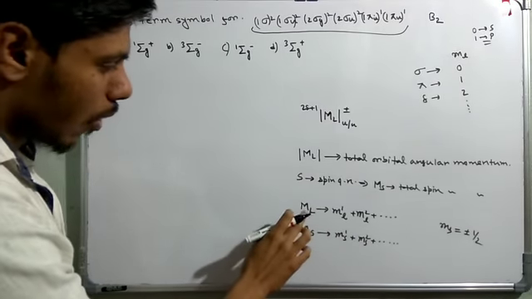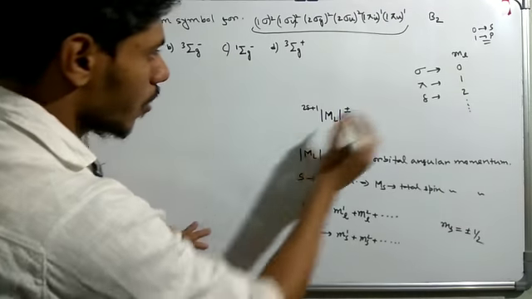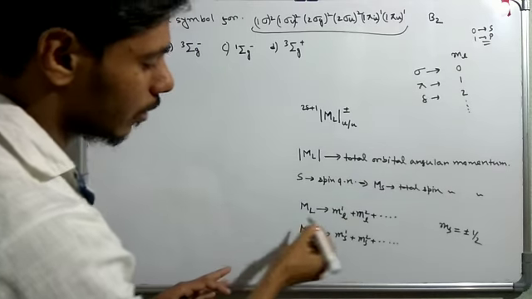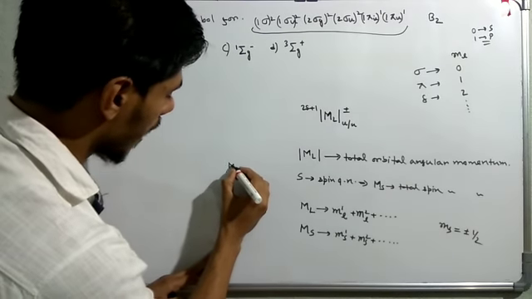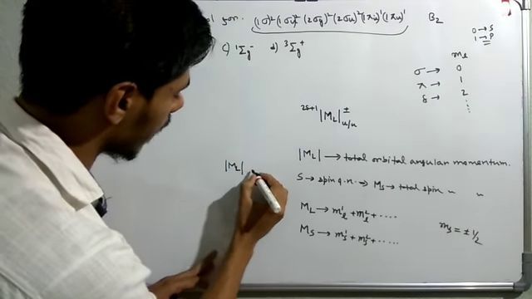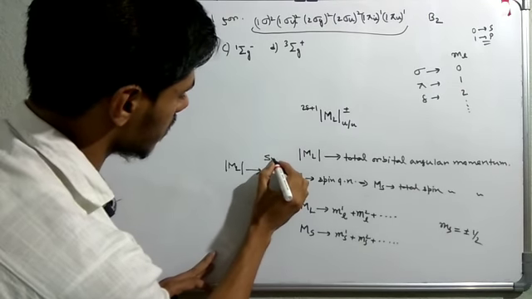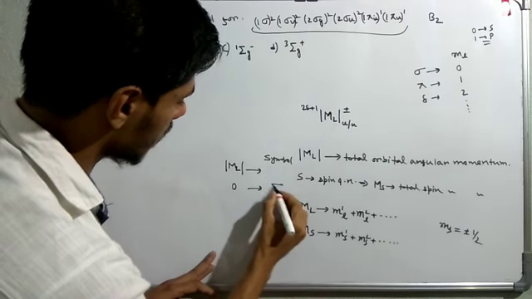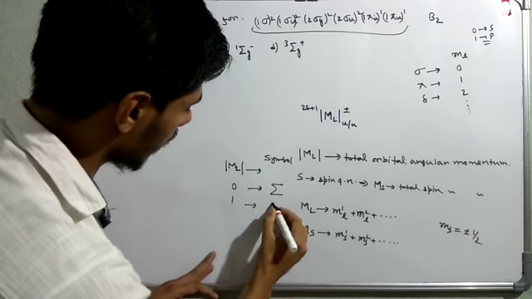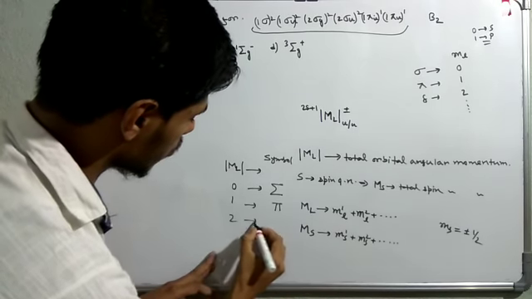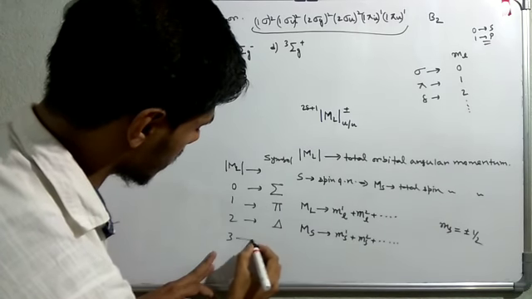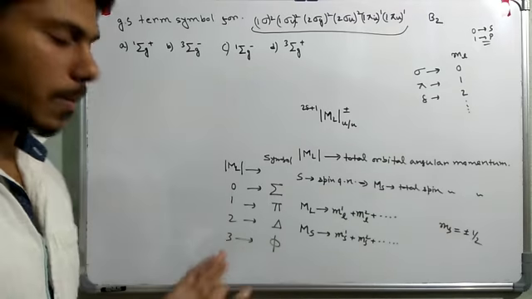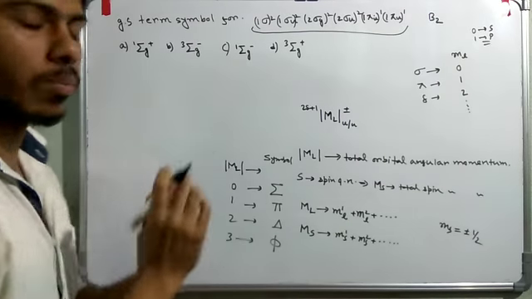Now what does this ML value mean? If you sum the individual small ml values, you will get the capital ML value, and the modulus of this capital ML value again has a meaning, so it has a symbol. If your ML is 0, the symbol is capital sigma. If it is 1, it is capital pi. If it is 2, it is capital delta. If it is 3, it is capital phi. You have to remember what value means what.